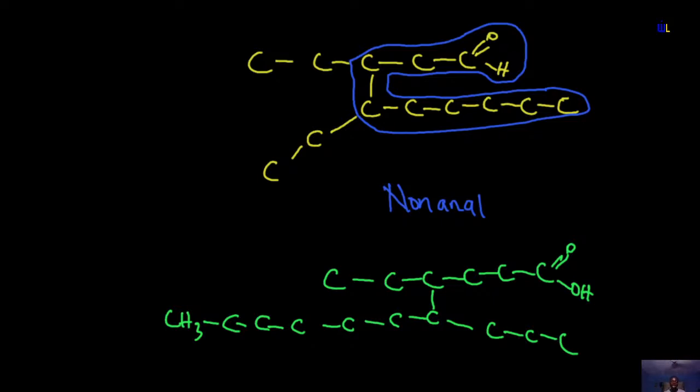So the next thing is to count the carbon atoms. That's 1, 2, 3, 4, 5, 6, 7, 8, 9, 10, 11. 11 indicates undecane, right? But then you remove the E and put oic, and that's that. Makes sense. So you're getting a hang of it.